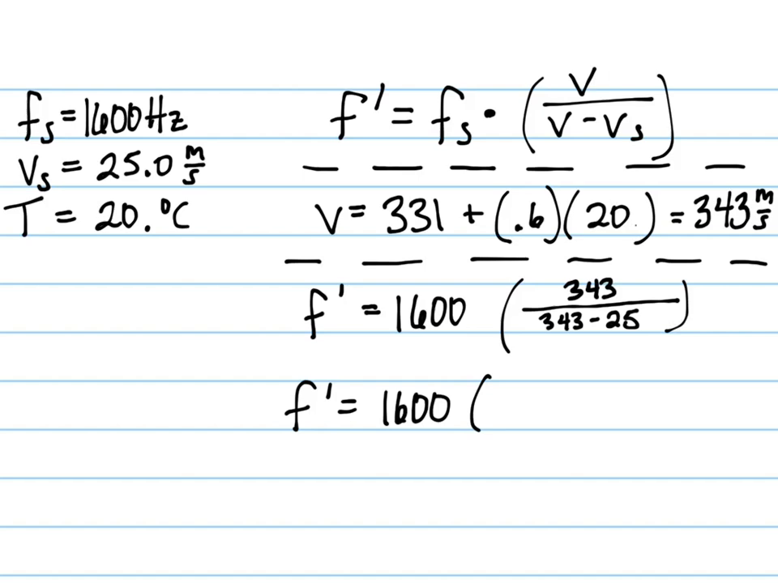All right, so this ratio is about 1.079, meaning that my apparent frequency as I'm listening to this police siren is 1725 hertz, which we could round with sig figs to about 1700 hertz.